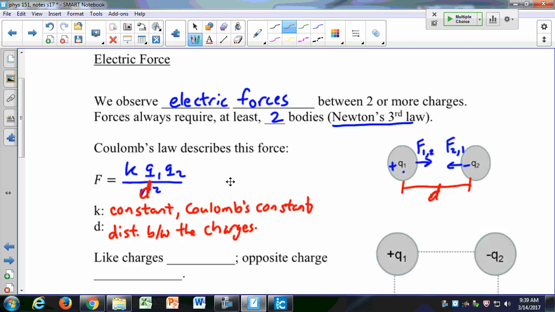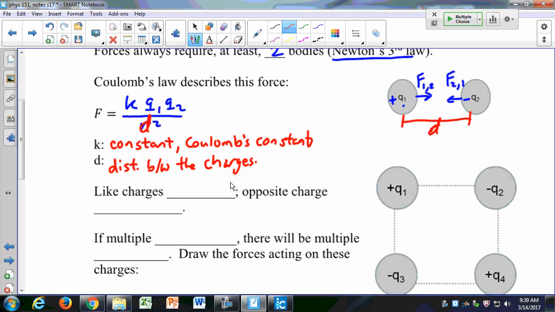So notice the change I made here. I'd written R, but your book uses D. It uses D really to differentiate between distance and radius, but the more common thing is to use R. But as for this class, we'll use D. It's just the distance between those two charges.